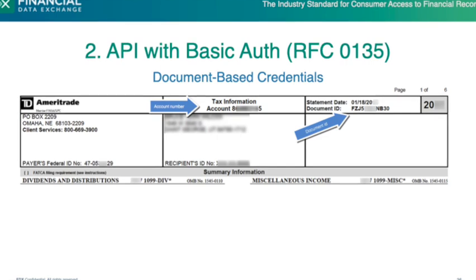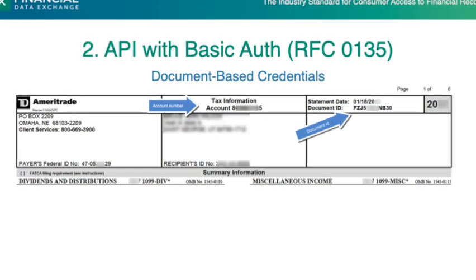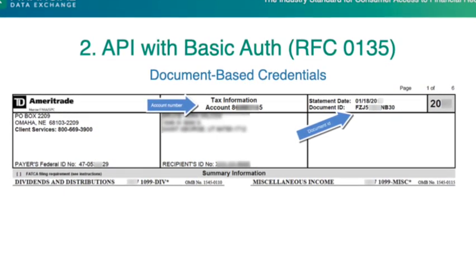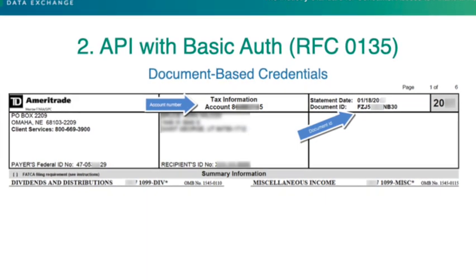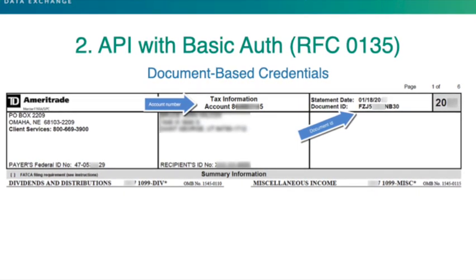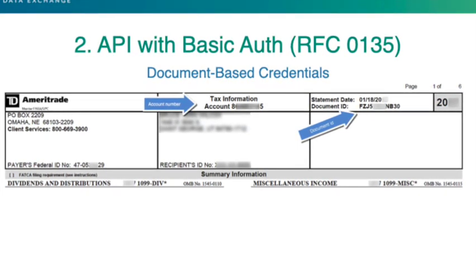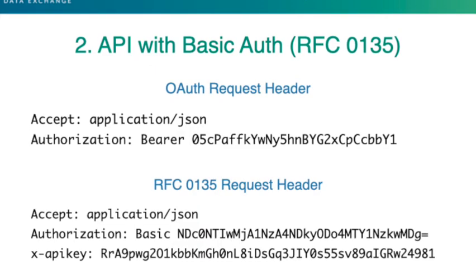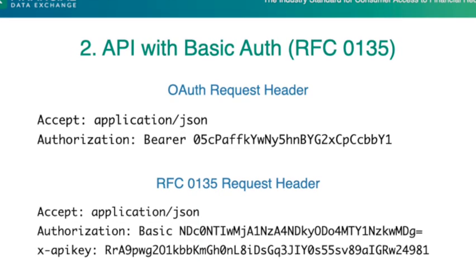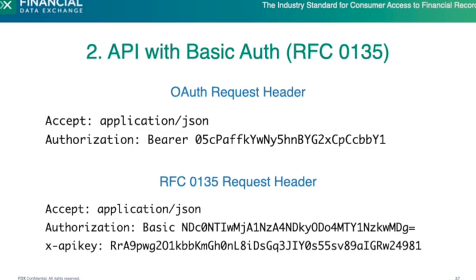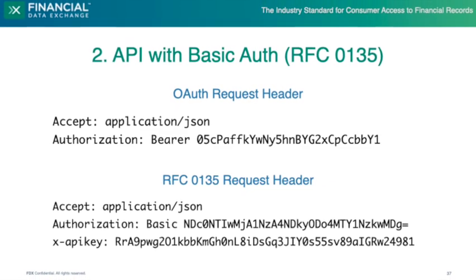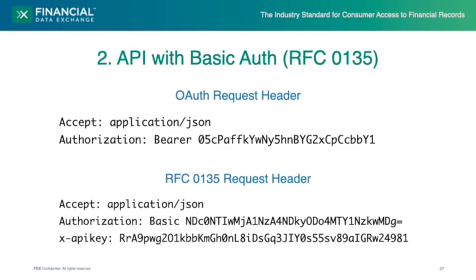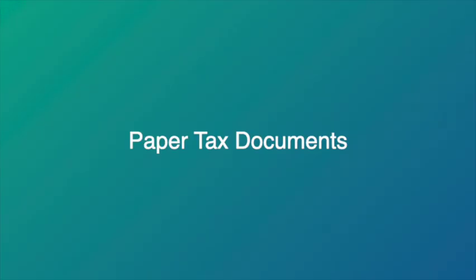RFC 135 allows for API authorization to be accomplished through the use of document-based credentials. The tax document contains two pieces of data that the taxpayer enters into tax software. The tax software then submits a GET request to the resource server with a request header as seen here. Instead of a bearer token, the header includes the document credentials encoded with base64 encoding.